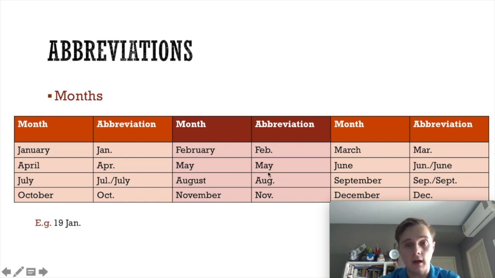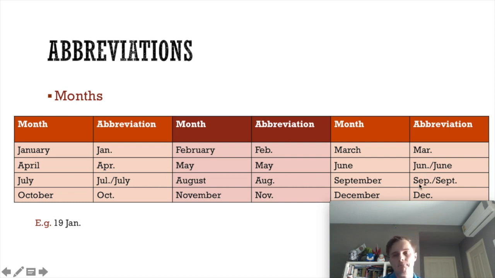May does not need an abbreviation because it is already only 3 letters. So when you write May, you don't need a period. Now June and July are also quite short. We often don't abbreviate the words June or July because they are only 4 letters, but you can abbreviate them if you want to with the first 3 letters and a period.